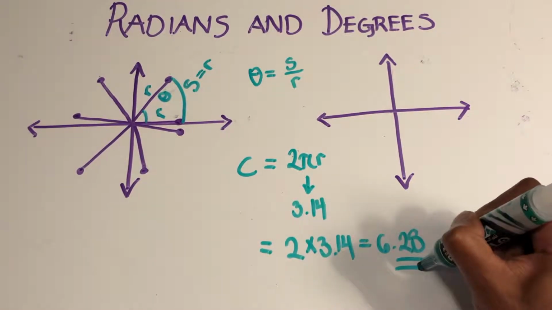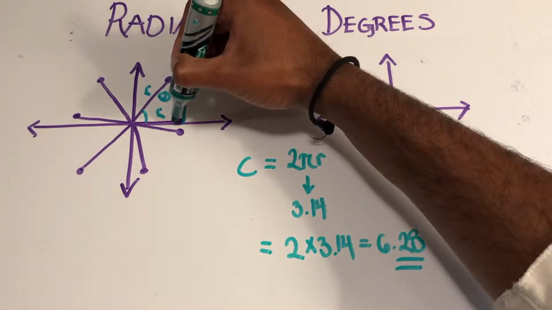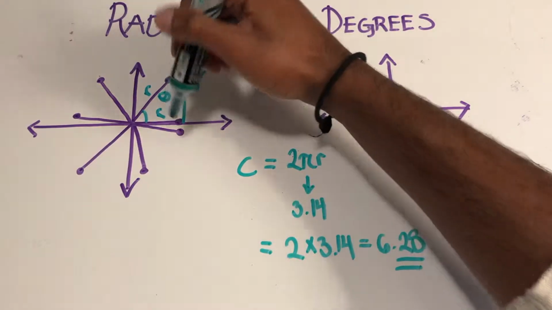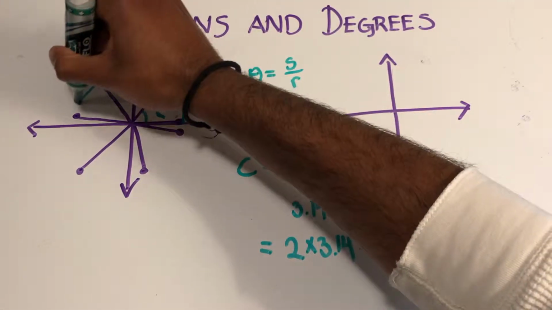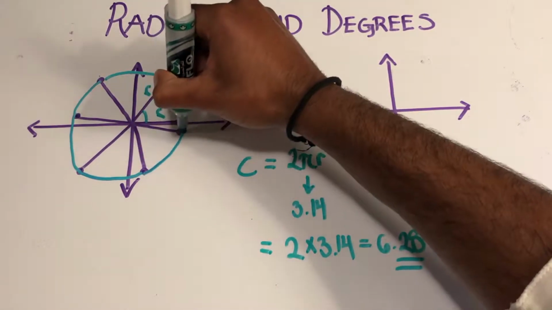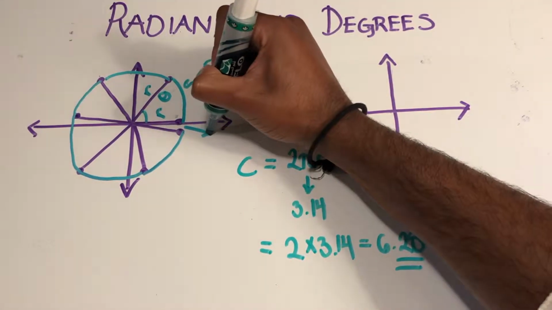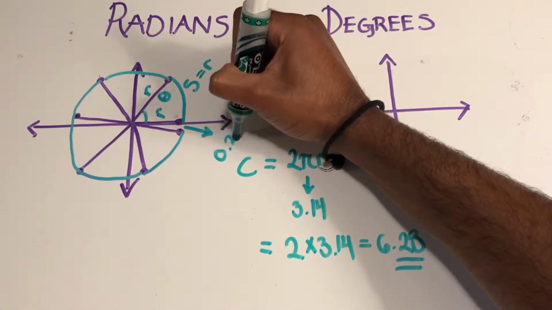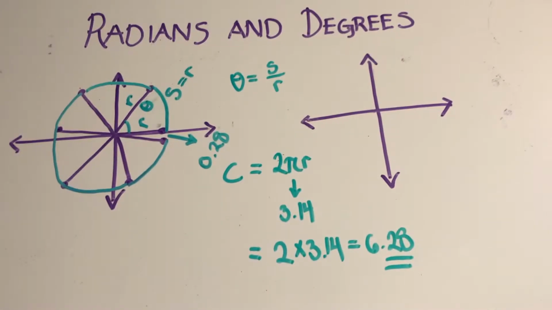This 0.28 right here is this area right here. So if we go 1 arc here, or 1 radian, we go 2 radians here, 3 radians, 4 radians, 5 radians, 6 radians, and then 0.28 radians right here to complete one full revolution around the circle.